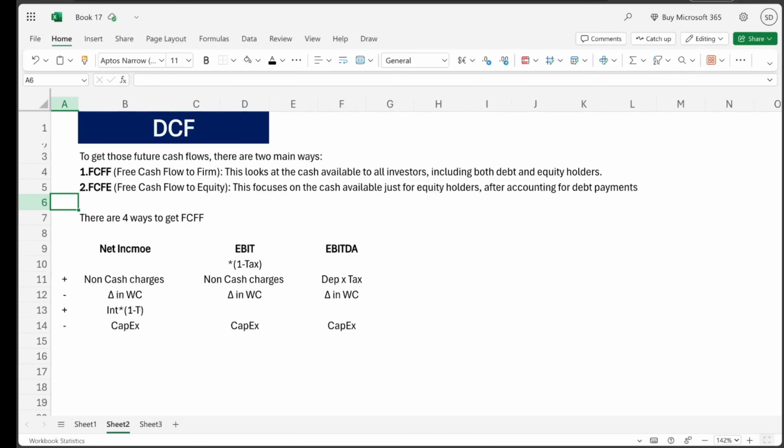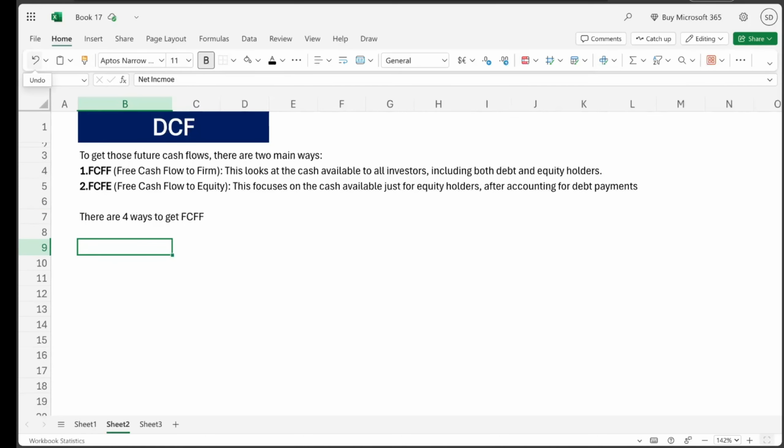DCF is all about the future. It calculates the value of an asset based on how much cash it is expected to generate in the coming years. Then we discount that cash to today's value because, let's face it, money in the future isn't worth as much as money today, right? To get those future cash flows, there are two main ways. One is FCFF and another is FCFE. FCFF is the cash flows available to all the stakeholders of the business, and FCFE is the cash flows available to only the equity holders of the business.